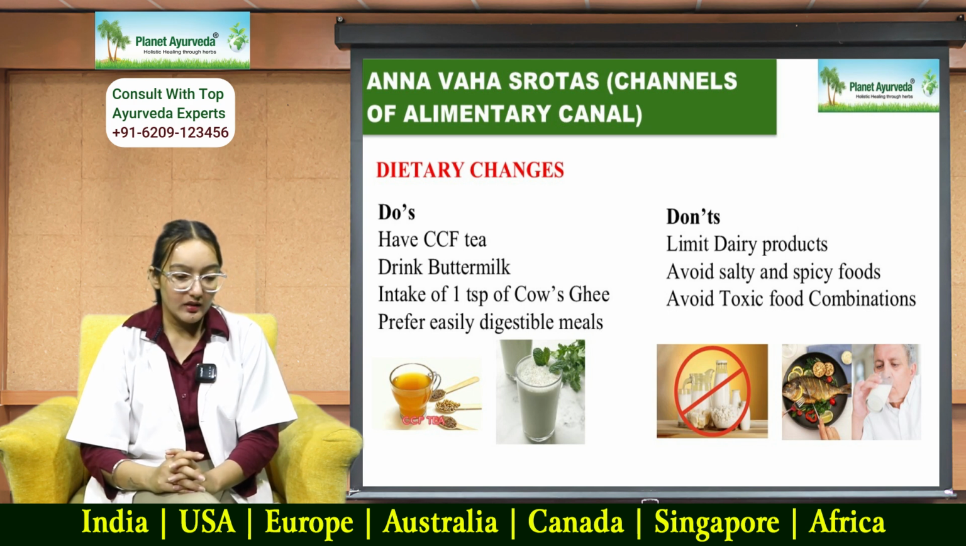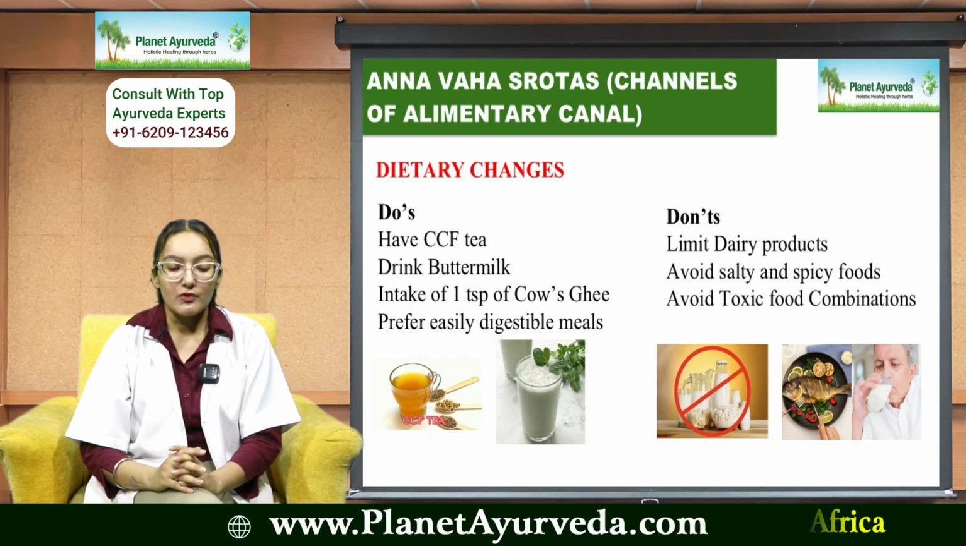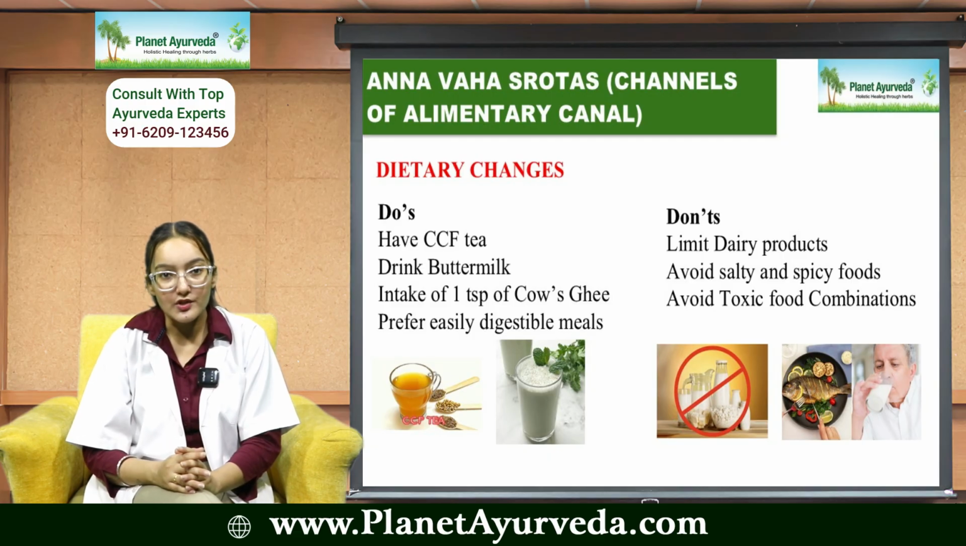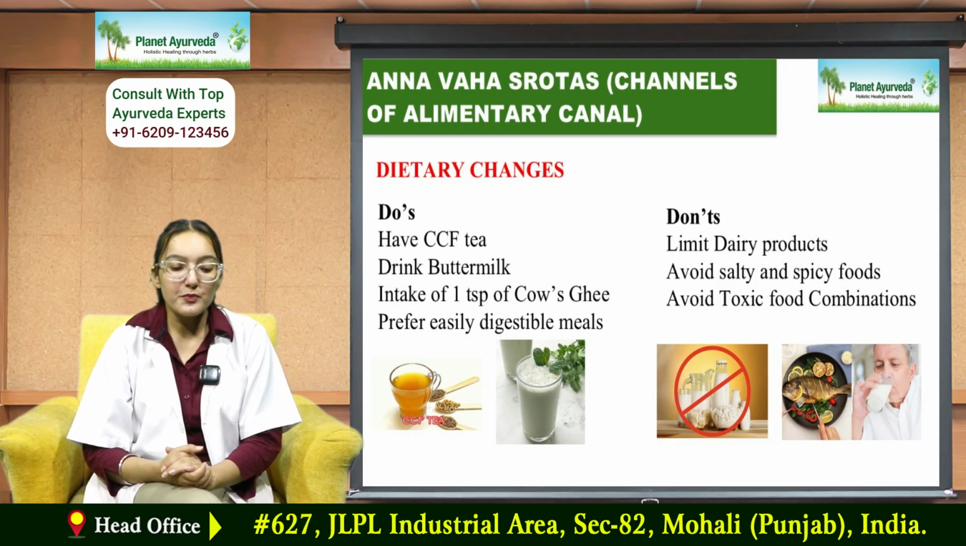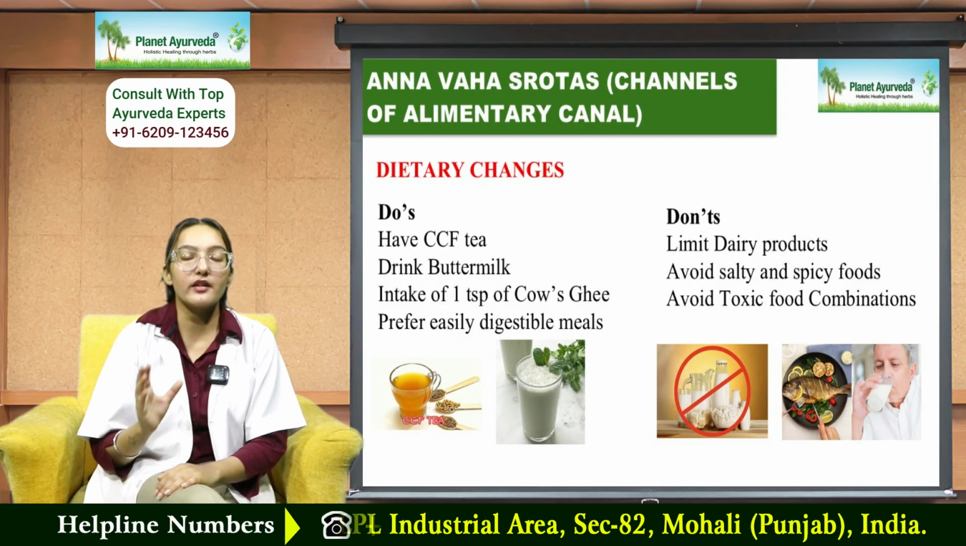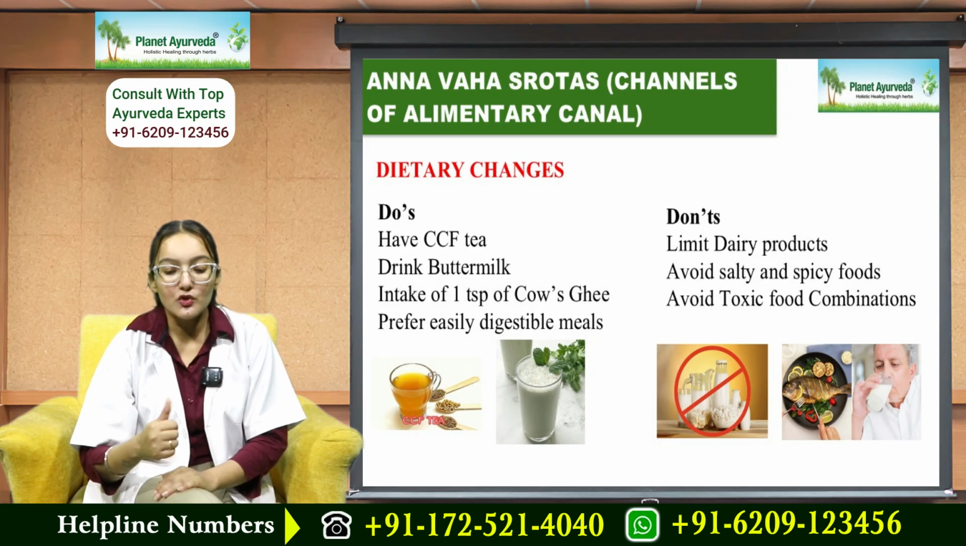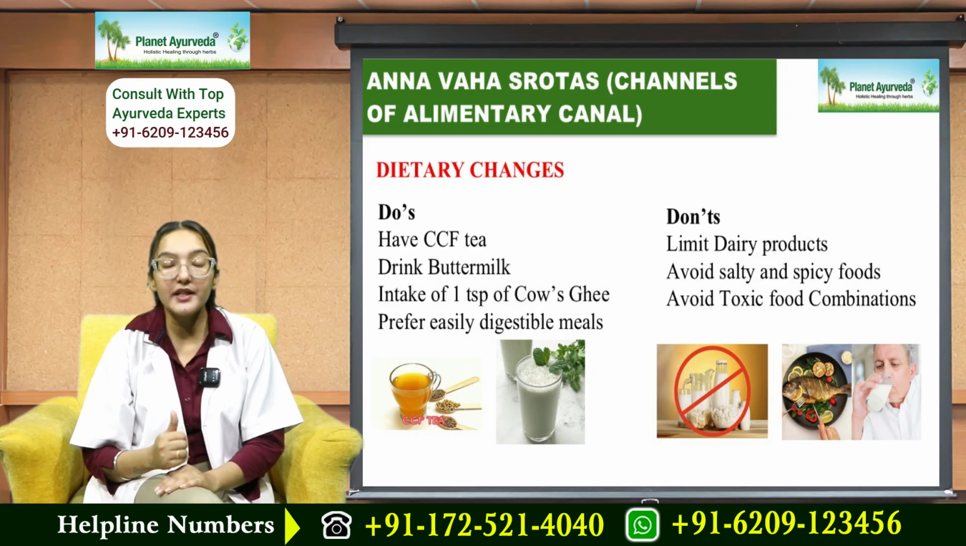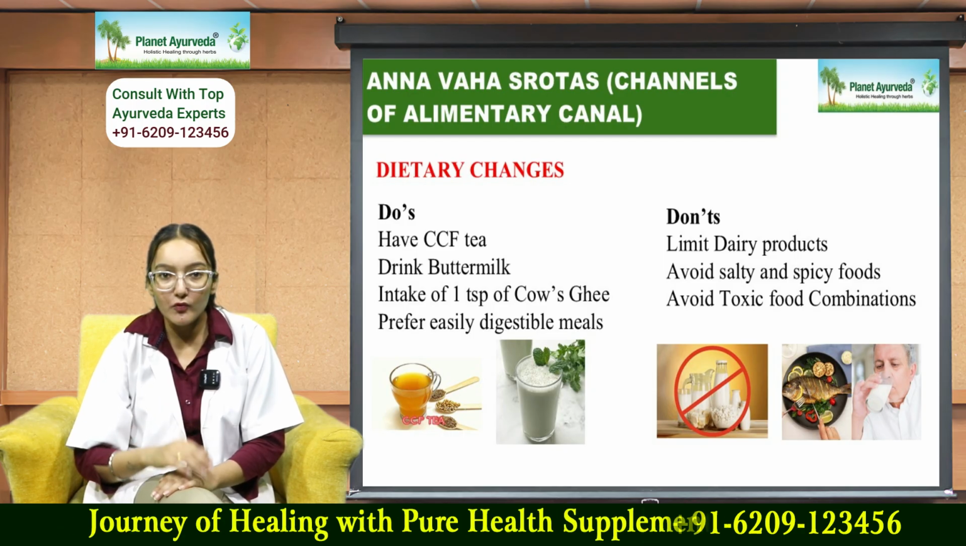Then comes intake of 1 teaspoon of cow's ghee. Cow's ghee is Tridosha Shamak, so one can take it in case of vitiation of the channels of the alimentary canal. Then comes preferring easily digestible meals. That is obvious, because only easily digestible meals can correct the digestive fire. Then come the don'ts, what they have to avoid: limit dairy products, avoid salty and spicy foods, and avoid toxic food combinations.